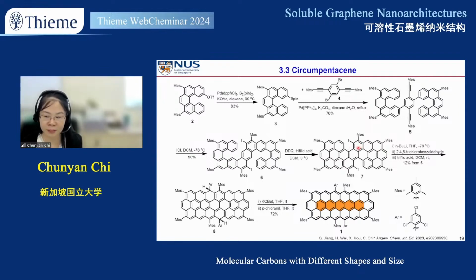7 reacts with butyllithium by lithium-halogen exchange, followed by nucleophilic reaction with 2,4,6-trichlorobenzaldehyde to give a diol intermediate. Then it underwent the Friedel-Crafts reaction to give a dihydro compound 8. Then 8 reacts with potassium tert-butoxide to give a dianion, then followed by oxidation with p-chloranil to give the target structure.